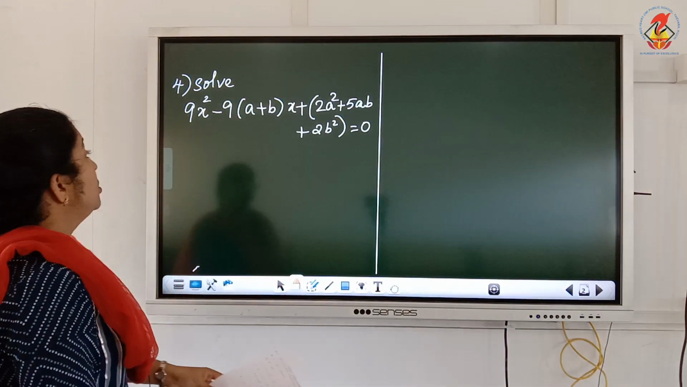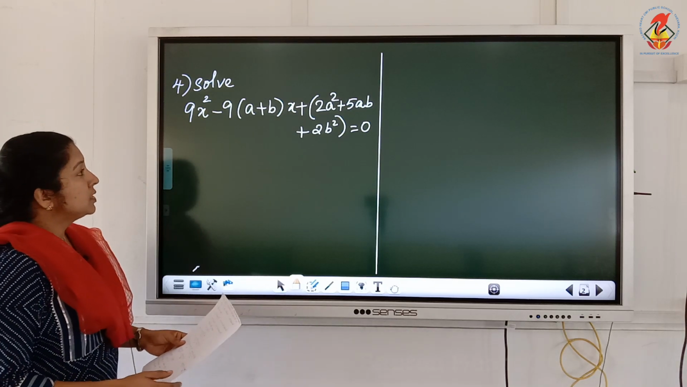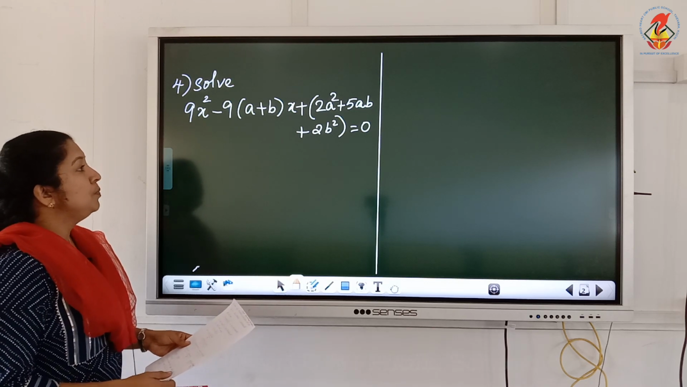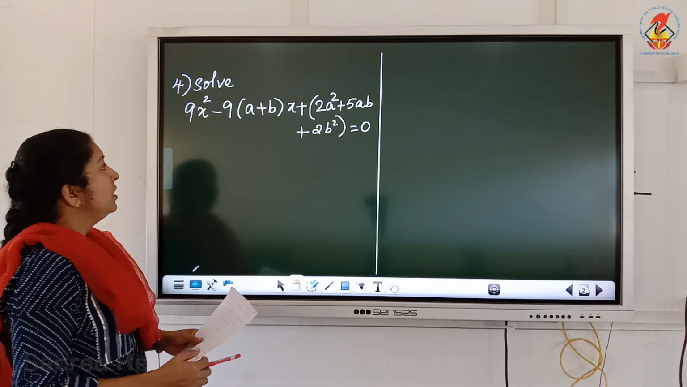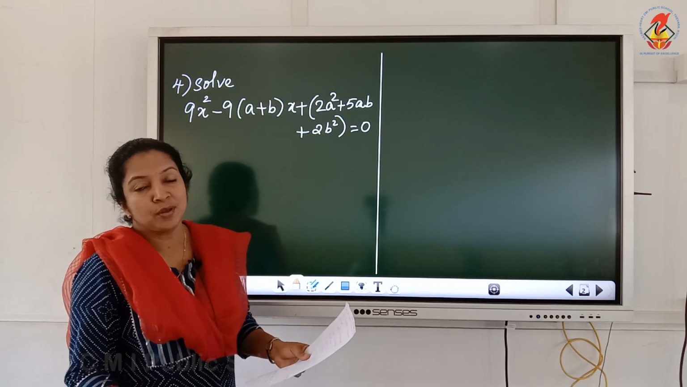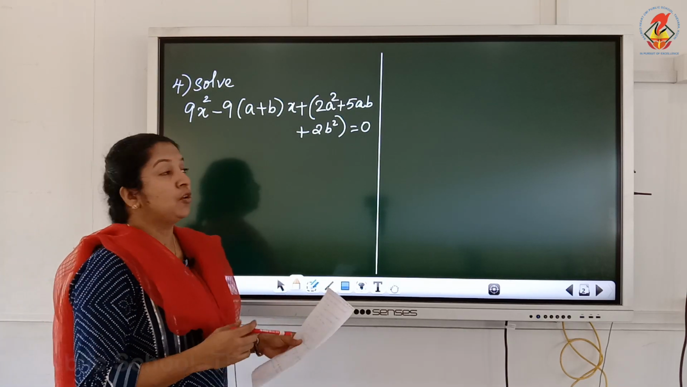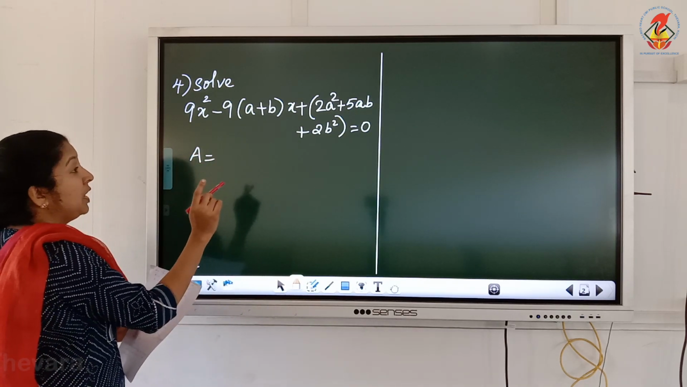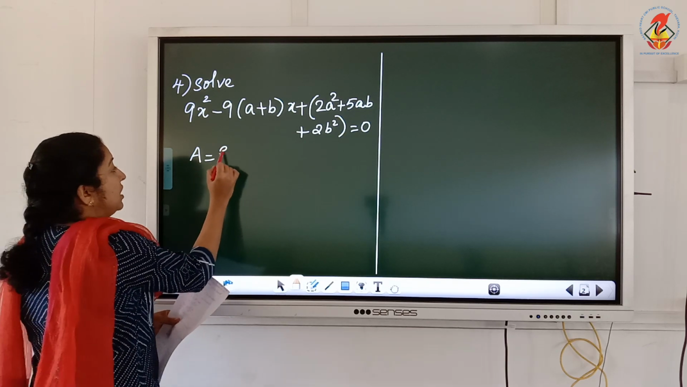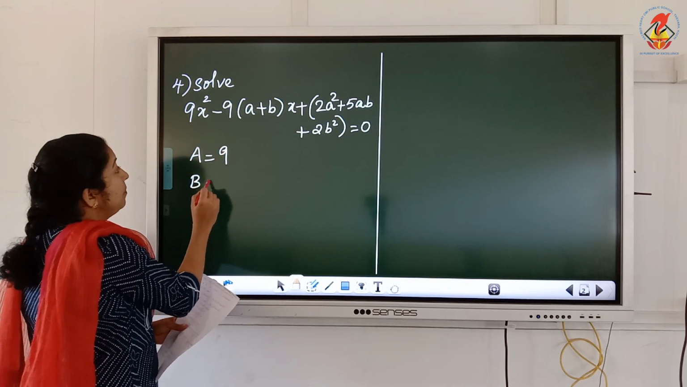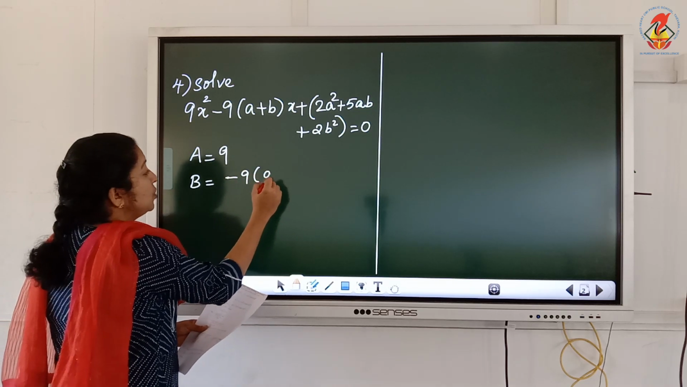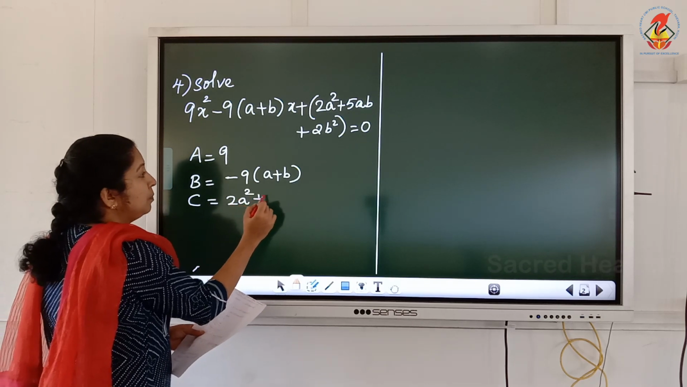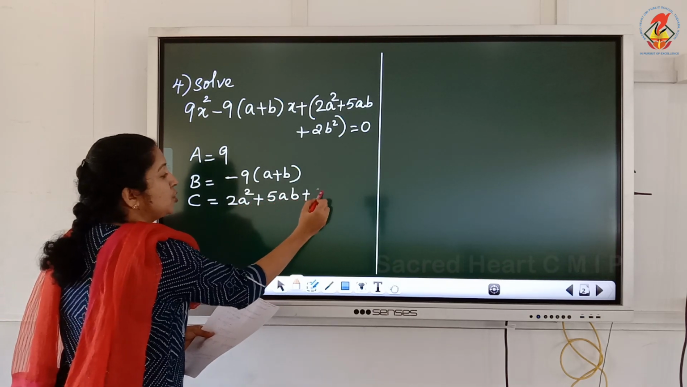The question is, solve 9x² − 9(a + b)x + (2a² + 5ab + 2b²) = 0. Here the method is not specified, so I am going to use the quadratic formula. For that, I am taking capital A, because small a, b are already here. So capital A is 9, B is −9(a + b), and C is 2a² + 5ab + 2b².